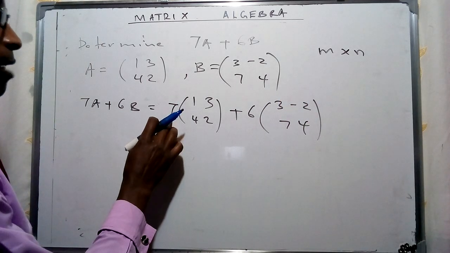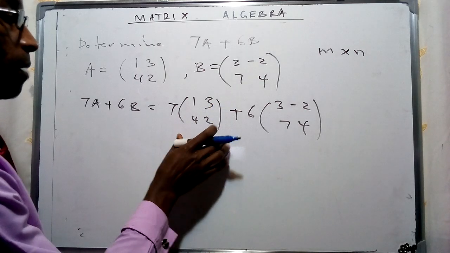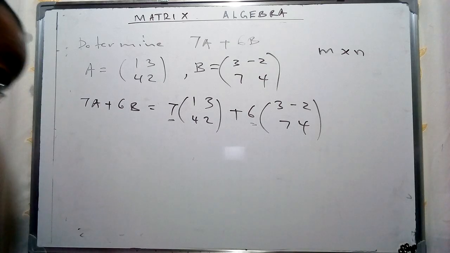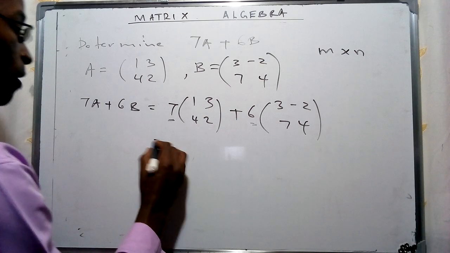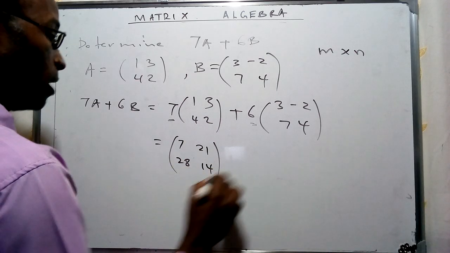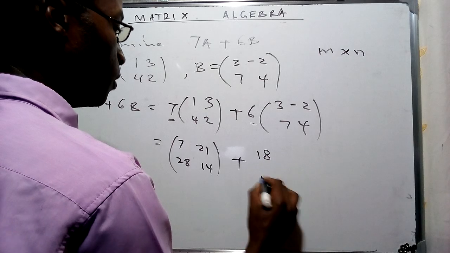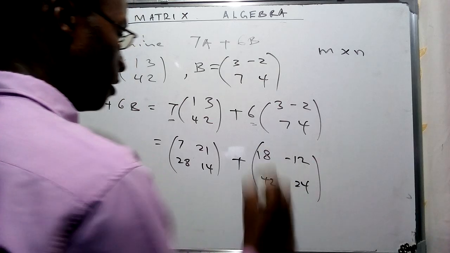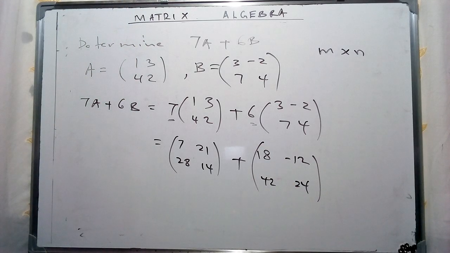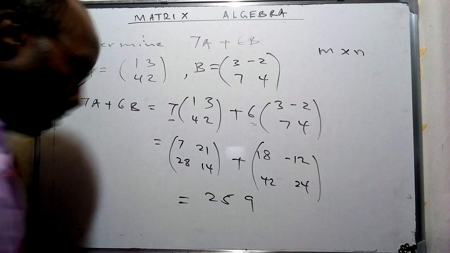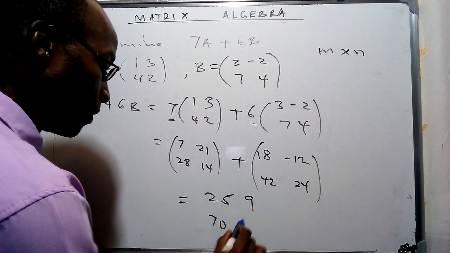So we're going to multiply each of the entries of the respective matrix with the specific quantity given as a scalar, 7 and 6. And this is going to give us the values of 7, 28, 21, 14 for the first matrix. And then we're going to have 18, 42, and then negative 12, 24 for the second matrix given as such. So kindly do your evaluation from your side and see whether you are finding the same values. So I'm going to get 25, 9, and then I'm going to have 70 and 28.